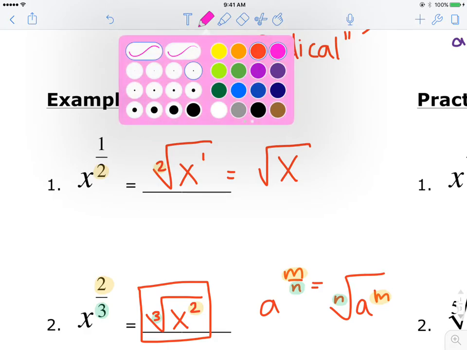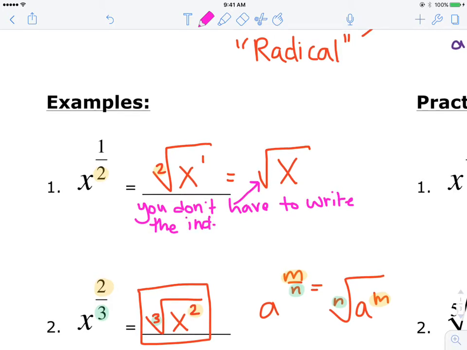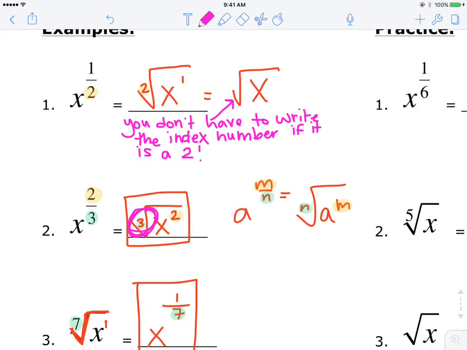In fact, I'm going to make myself a little note. Okay? You don't have to write the index number if it is a 2. Everything else you have to write it. Like for instance, this 3 absolutely had to be there. Okay, if it's a 2 though, it doesn't have to be.